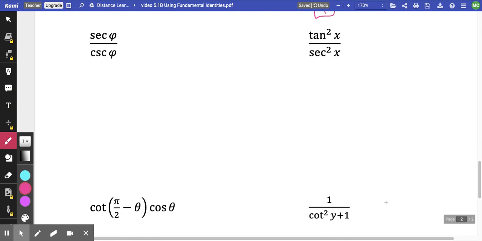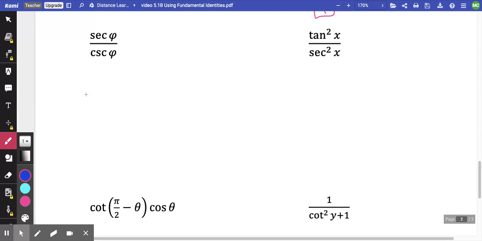All right, for our next example, we've got secant of phi over cosecant of phi. I'm using a lot of different Greek letters here just to kind of expose you to them. This one is phi. Okay, so once again, I've got secant and cosecant. I'm trying to simplify this, so I'm thinking about ways that I can replace secant and cosecant.